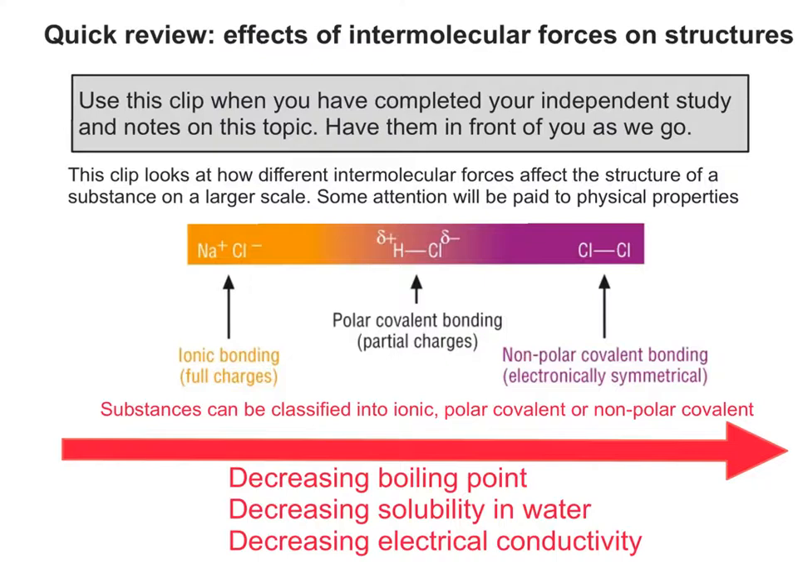And this leads to a gradual change in certain physical properties. For example, the boiling point decreases, the solubility in water decreases, or polar solvents for that matter, and you get a decrease in electrical conductivity. So, let's have a look at some examples.